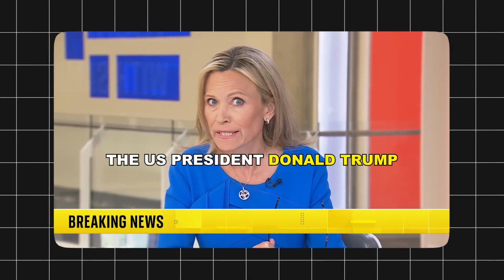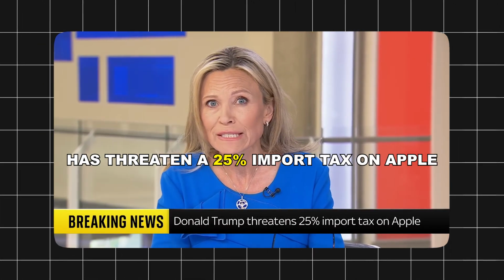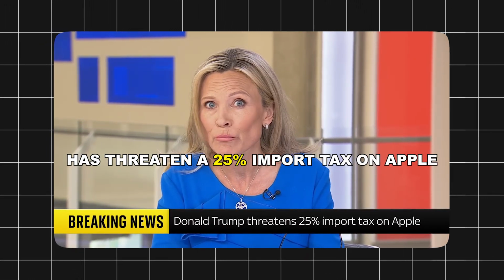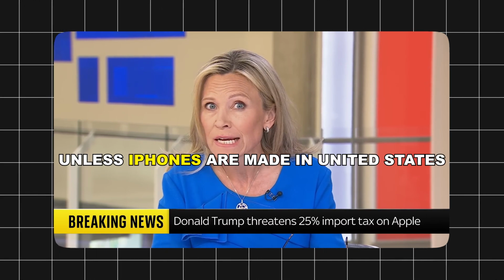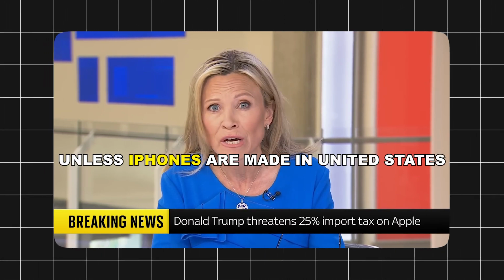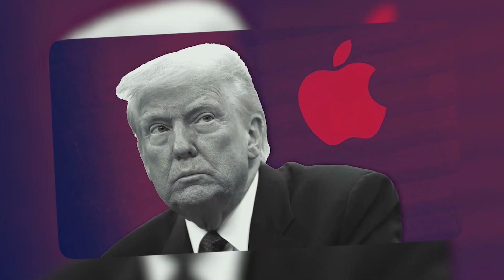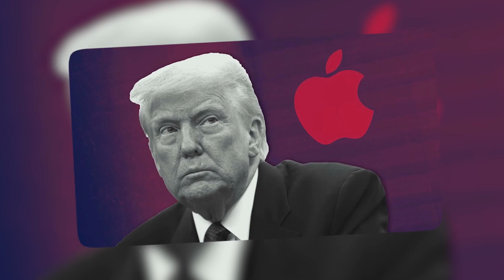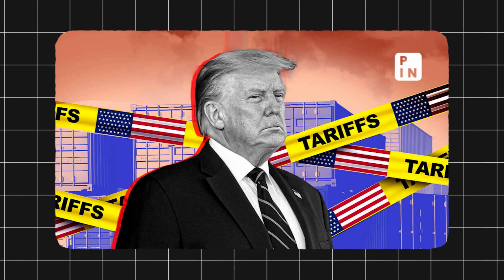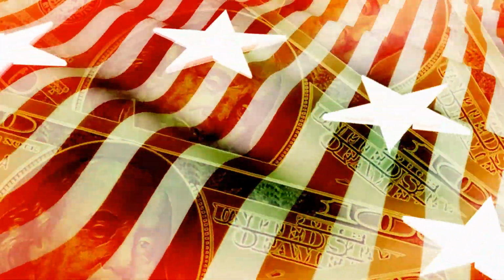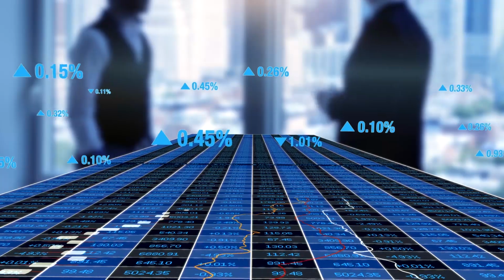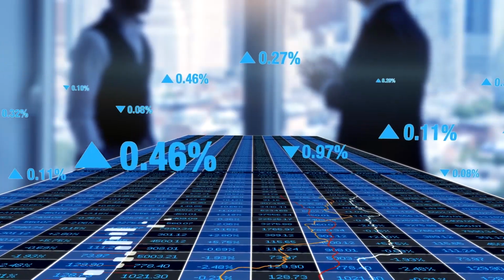The US President Donald Trump has threatened a 25% import tax on Apple unless iPhones are made in the United States. Trump just threatened Apple with tariffs again, and that's reigniting fears of a global trade war. But what exactly is a trade war? Simply, it's when countries slap extra taxes, called tariffs, on each other's goods to try and gain an economic advantage.